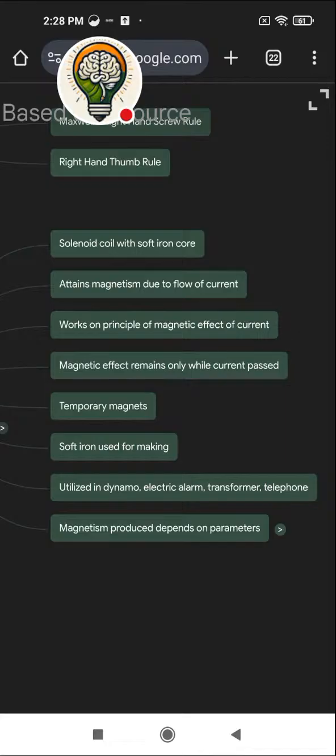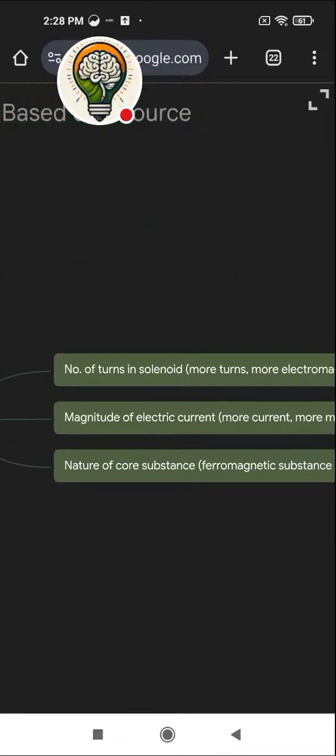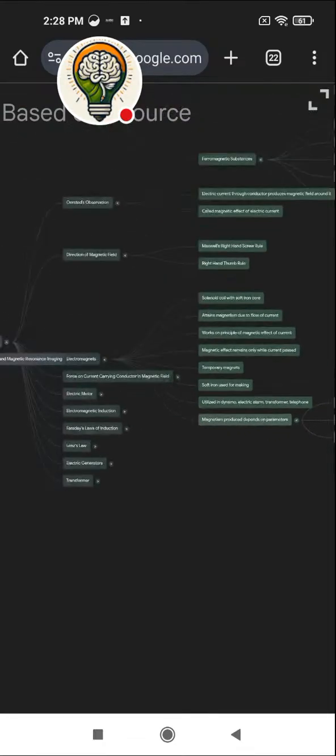The magnetism produced depends on parameters. The parameters are the number of turns in the solenoid: more turns, more electromagnetism. The magnitude of electric current: more current, more magnetism. The nature of the core substance: a ferromagnetic substance makes the field larger.